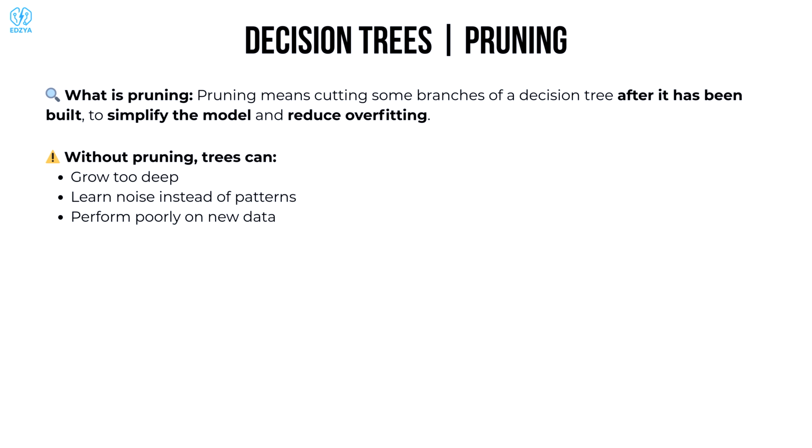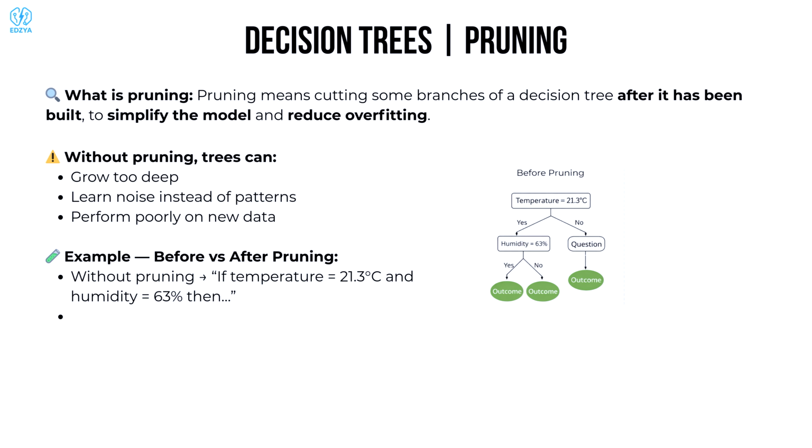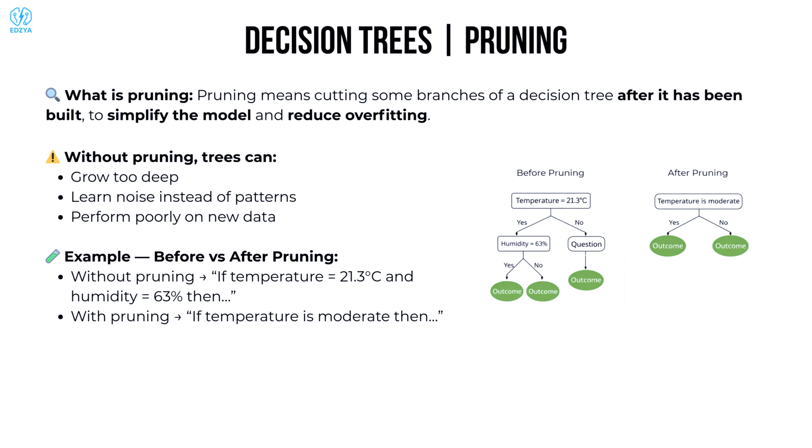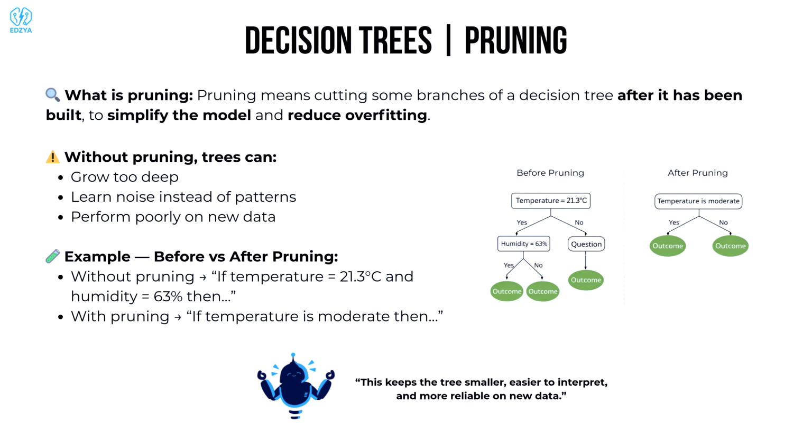Pruning means cutting some branches of a decision tree after it has been built. The goal is to simplify the model and reduce overfitting. Without pruning, a tree can learn very specific rules that fit noise in the data. For example, it may rely on exact values like temperature and humidity. With pruning, these detailed rules are replaced by simpler and more general ones. This keeps the tree smaller, easier to interpret, and more reliable on new data.